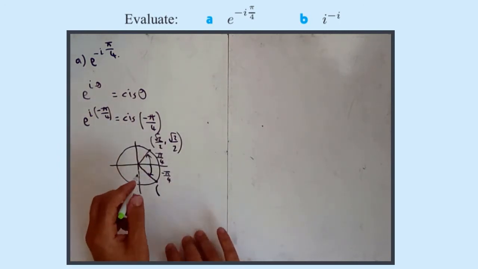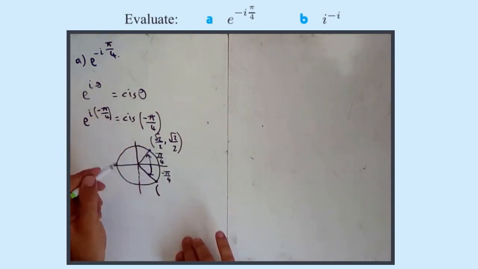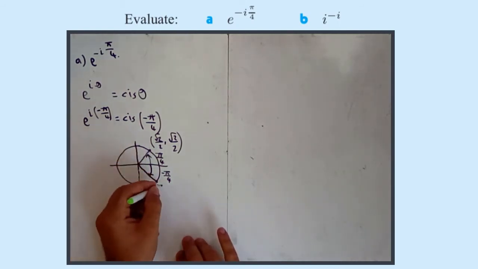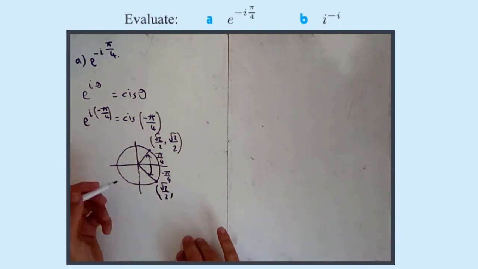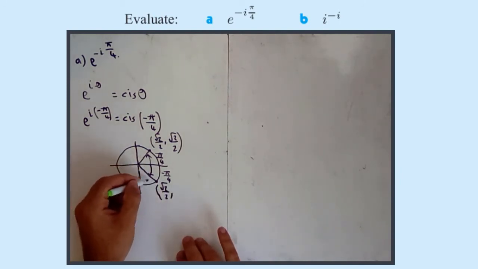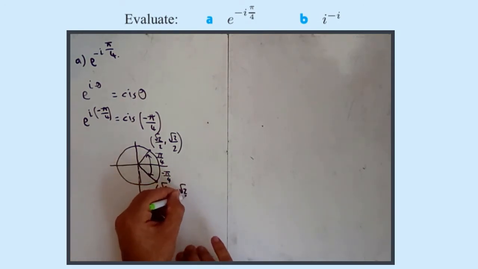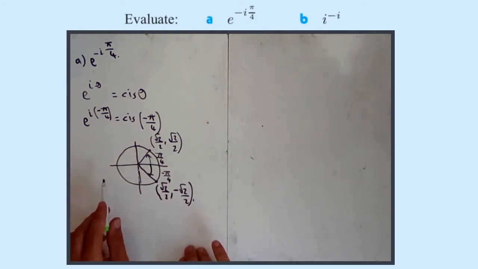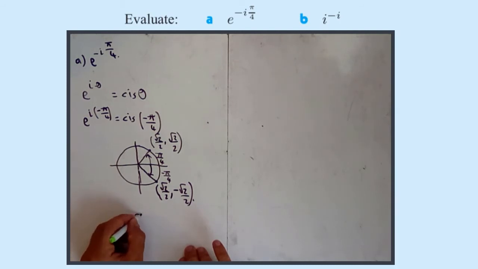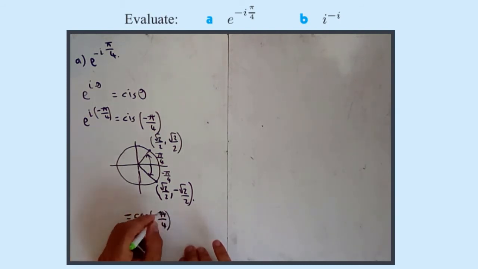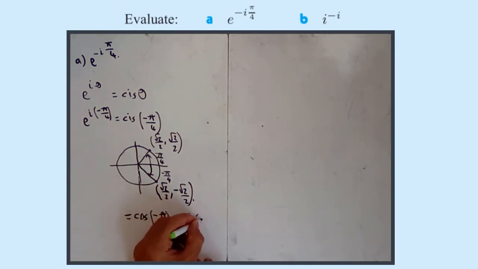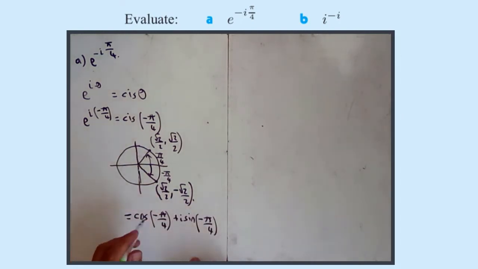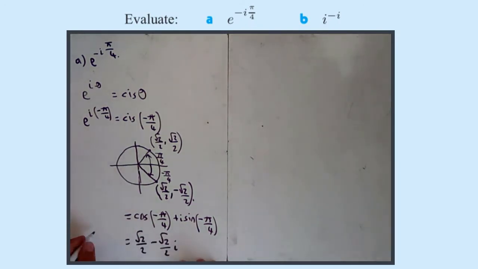So for minus pi by 4, well, the cosine will be exactly the same. You wouldn't know it from my diagram, but the x coordinate will be exactly the same. So root 2 over 2. But the y coordinate will be the same size, so it's still root 2 over 2, but it's clearly negative, minus root 2 over 2. So e to the minus i pi by 4 equals cos minus pi by 4 plus i sine minus pi by 4, so that equals root 2 over 2 minus root 2 over 2 i, and remember that was e to the minus i pi by 4.